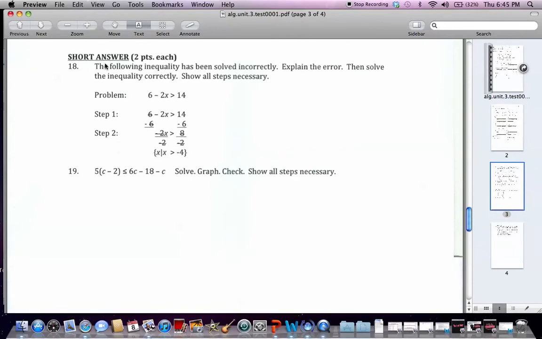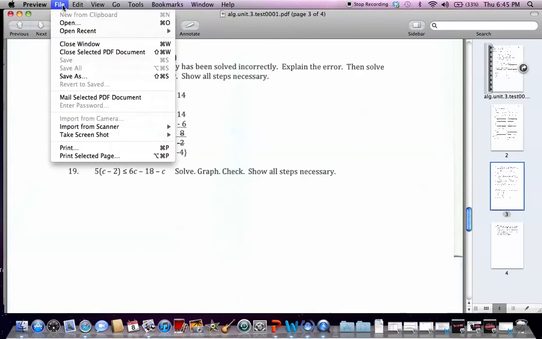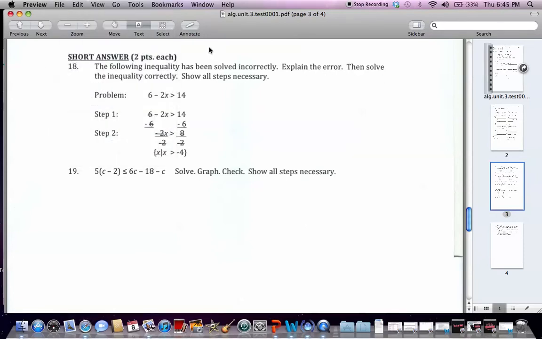Short answer number 18. Okay, and this is the only part I want you doing today. Number 18. The following inequality has been solved incorrectly. Explain the error, then solve the inequality correctly. Show all steps necessary. Okay? So what you're going to do is look at the problem and look at these steps. I need you to identify and explain the error, okay? So there is an error on this, all right? So I need you to identify that, right here. Explain the error. So look at the problem and explain the error, okay?